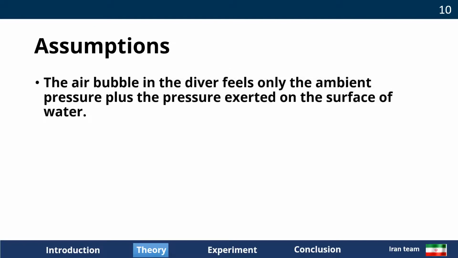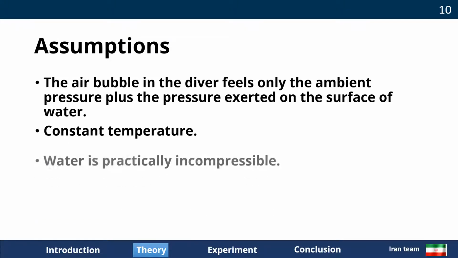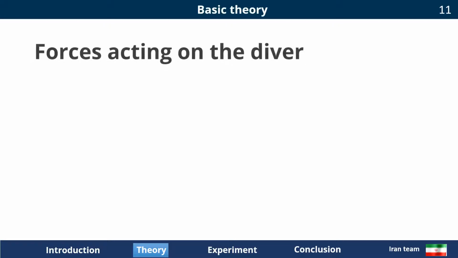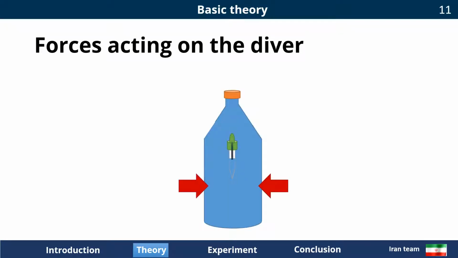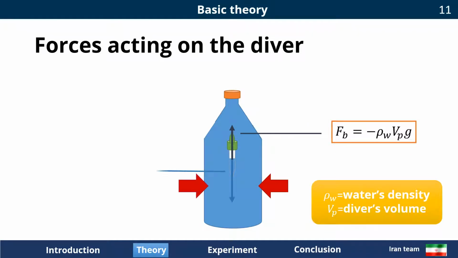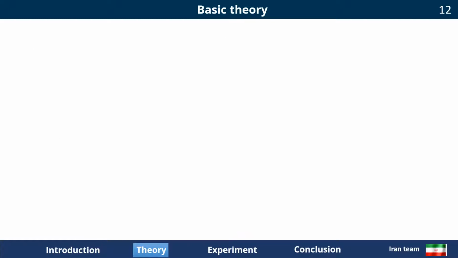These are our assumptions. The air bubble in the diver feels only the ambient pressure plus the pressure exerted on the surface of water. Temperature is constant and does not change during the experiments. Water is practically incompressible, so its density is constant and does not change with depth. And the trapped air inside of the diver behaves like an ideal gas. At first glance, we have the forces that are acting on our diver: the buoyant force that is being applied to our diver, the diver's weight, and the dissipative force proportional to velocity.